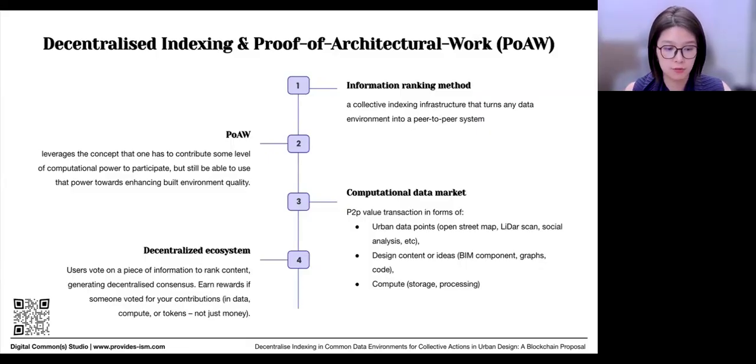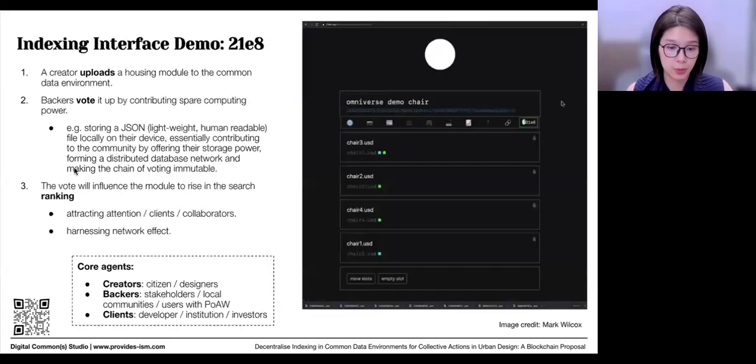For instance, you are able to vote on a piece of information to rank that content, basically generating a decentralized consensus. Or you can earn rewards if someone votes for your contributions, in data, compute, or tokens and not just money. So this creates a data-for-data, compute-for-compute ecosystem where a network of competing designers, creators, and actors can create harmonious outcomes. Let me give an example of how it will actually work in action.